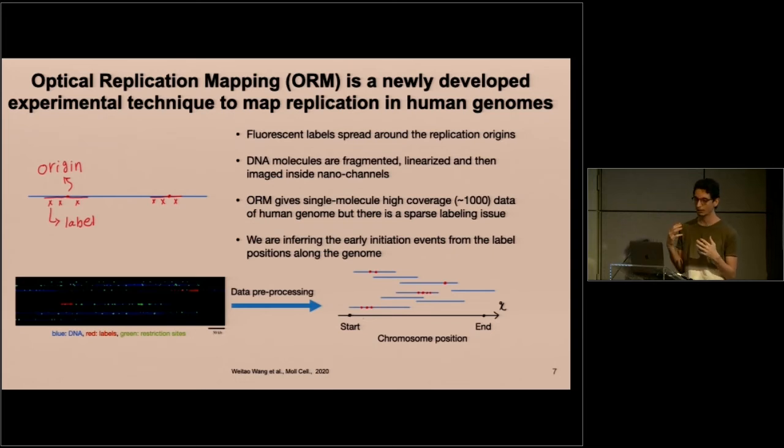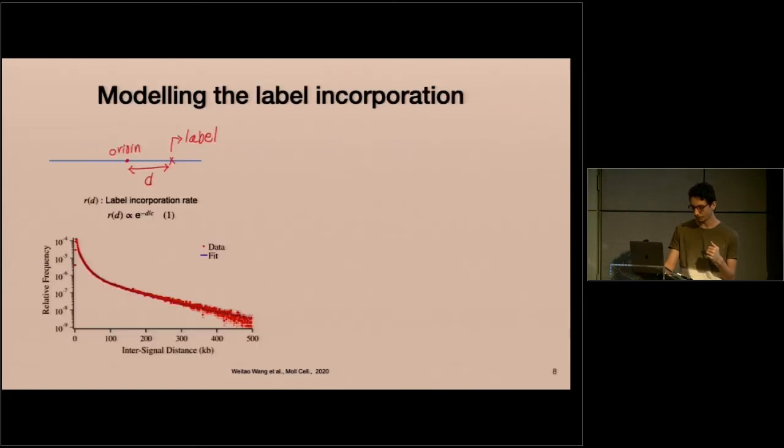Which brings us to my project, which is that we are trying to infer the position of the replication origin and the replication kinetics using these early initiation events. To do this, we first need a model for the label incorporation around the origin. In previous studies, an exponential decay model was proposed for the label incorporation rate, and it seems to be in good agreement with the inter-signal distance distribution.